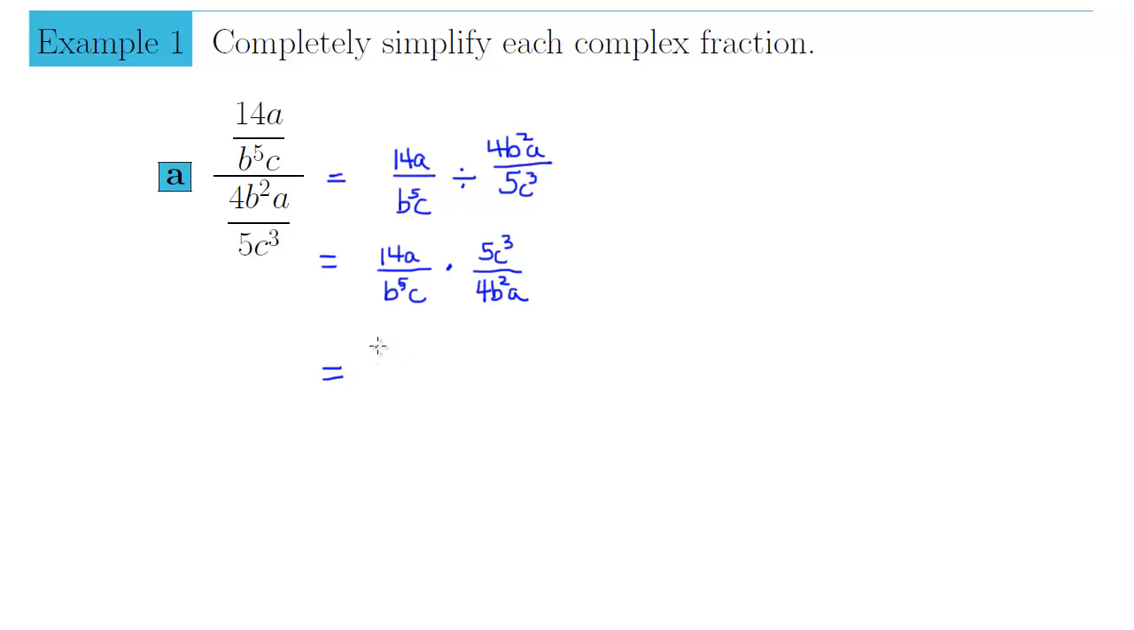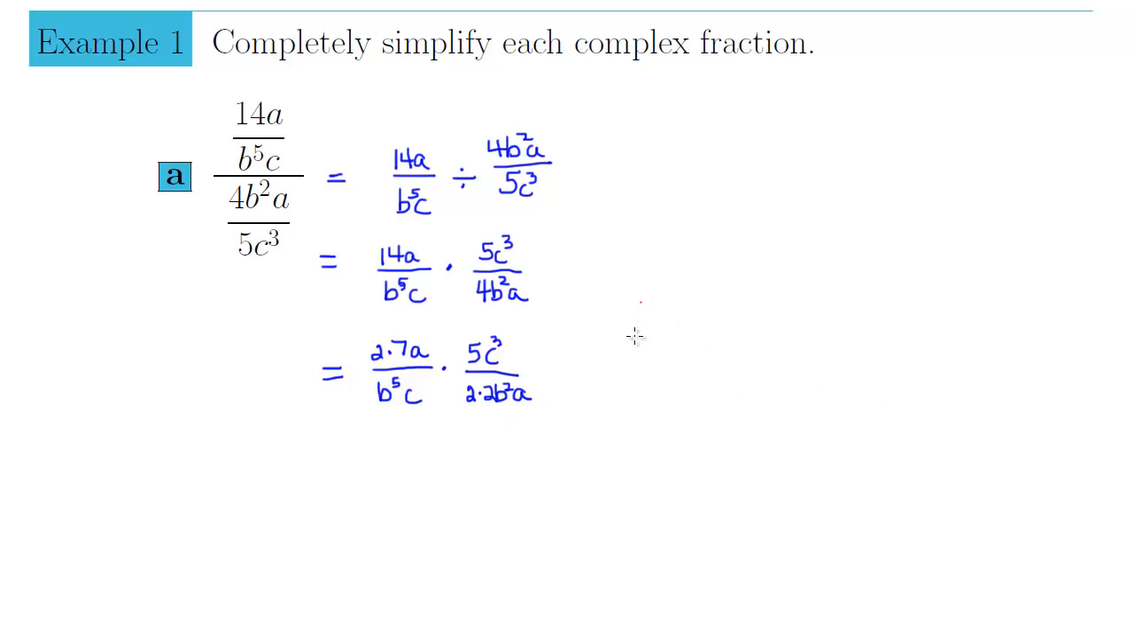We can rewrite 14 as 2 times 7. So I have in the numerator 2 times 7 times a. And in the denominator, I still have b to the 5th, or 5 b's, times c. And on this side, 5 is simply 5, and then a c cubed, 3 c's multiplied together. And the 4 down here can be rewritten as 2 times b squared, 2 b's, times a.